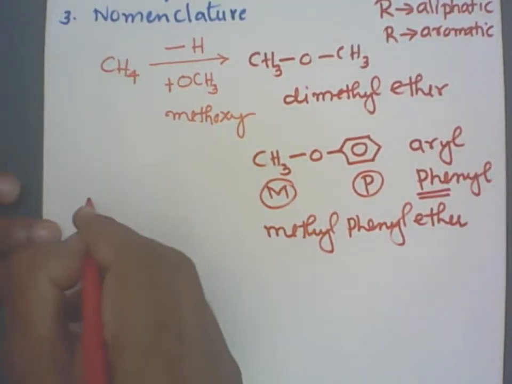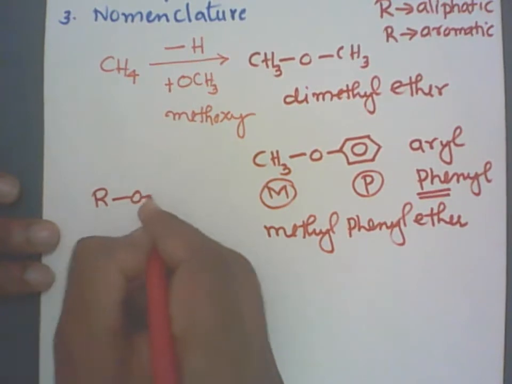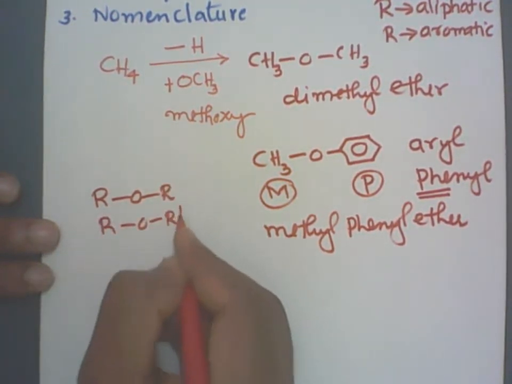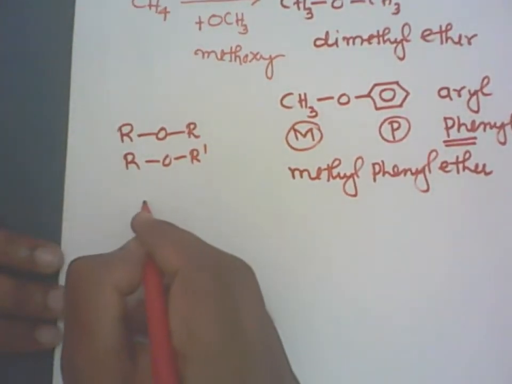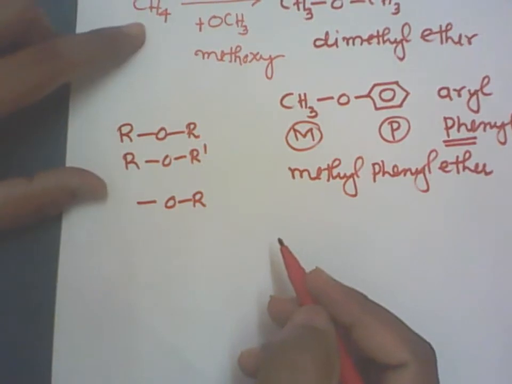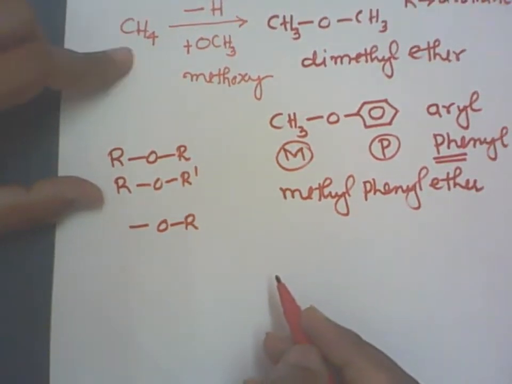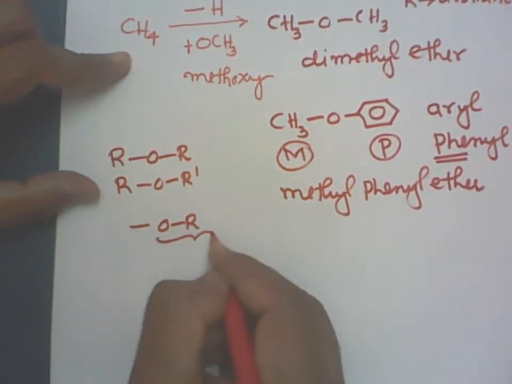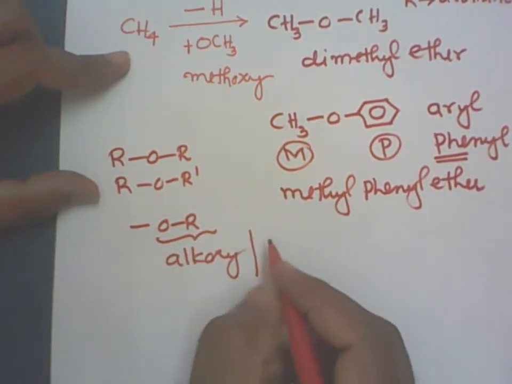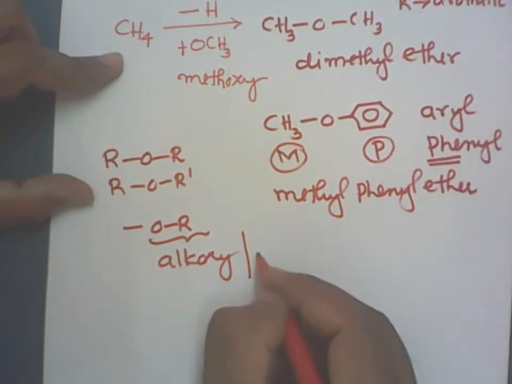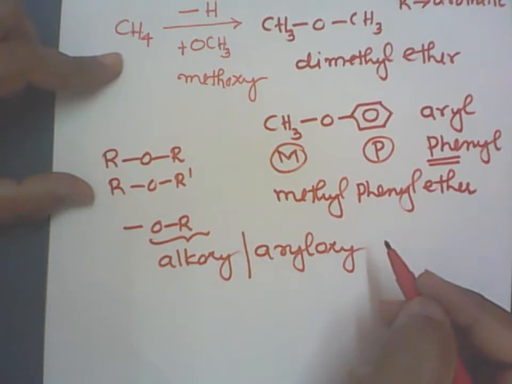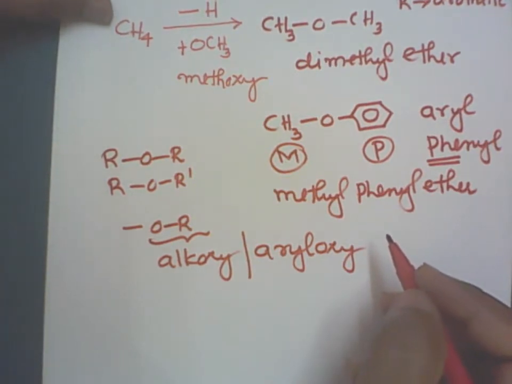So I can write ROR, or I can write ROR dash. What did we introduce now? We actually introduced an OR group. The starting R group is the hydrocarbon part. So this can be called the alkoxy group, or it can be an aryloxy group.